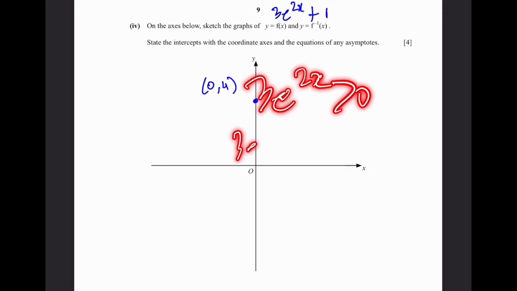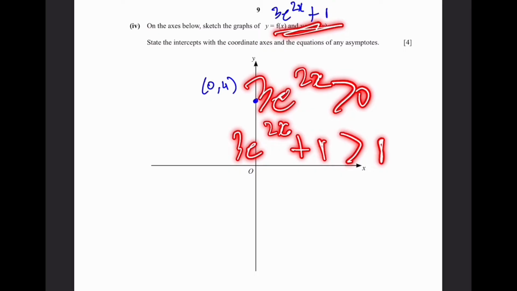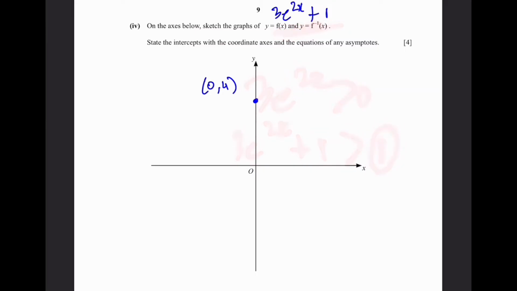And 3e to the power of 2x plus 1, which is our equation here, is greater than 1 at all times. So the asymptote is going to be y equals 1. The horizontal line, y equals 1. So this will be our asymptote, y equals 1. Of course, as the x value gets smaller and smaller, the y will approach 1.